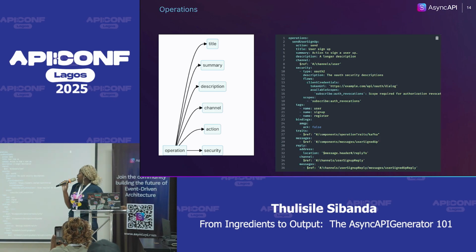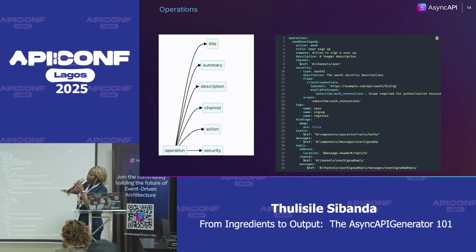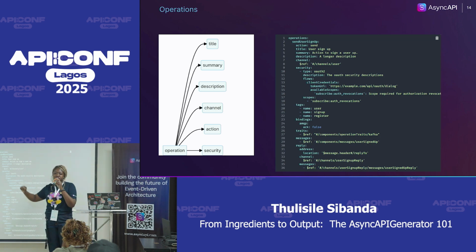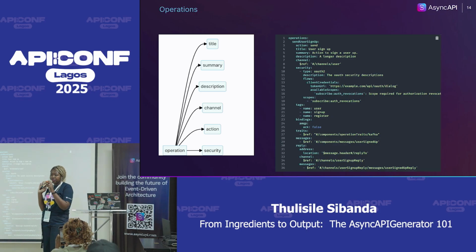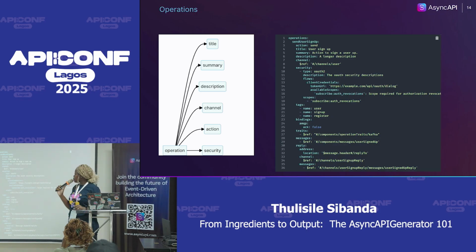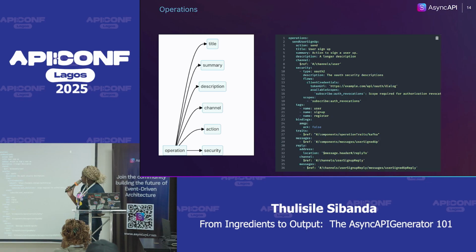Then we now have the operations section. This is where you define the actions that are going to be taken by the channels. And this is also where you add like the operations, whether it's a send operation or receive. If you know APIs, you know the operations is send or receive, or both actually. So this is the section where in the operations that you add your actions that are going to be taken by the channels.